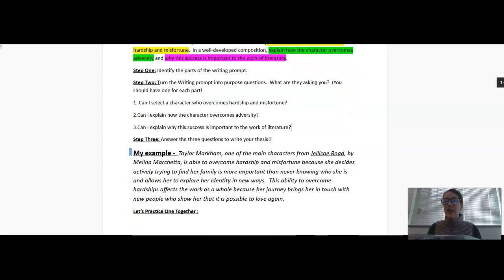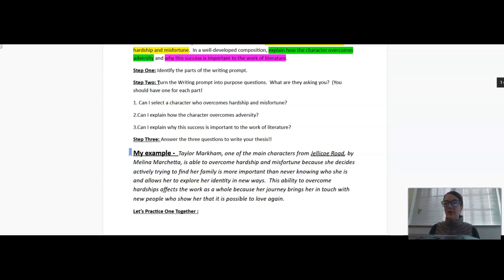We'll read it together. Taylor Markham, one of the main characters from Jellicoe Road by Melina Marchetta, is able to overcome hardship and misfortune because she decides actively trying to find her family is more important than never knowing who she is and allows her to explore her identity in new ways. This ability to overcome hardship affects the work as a whole because her journey brings her in touch with new people who show her that it is possible to love again.